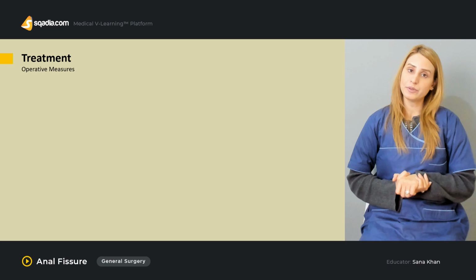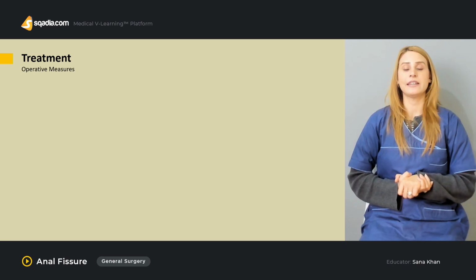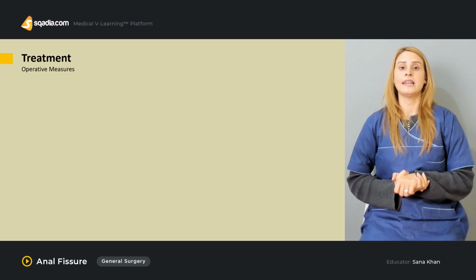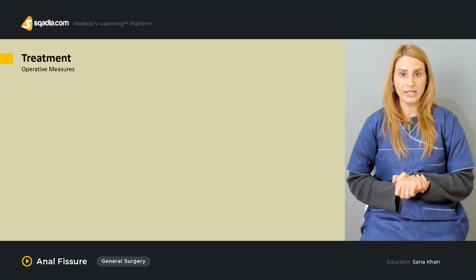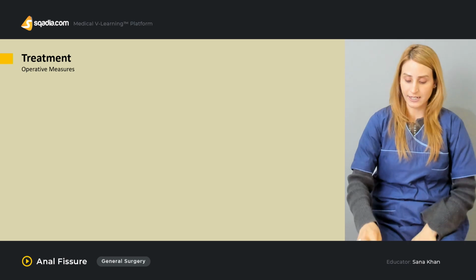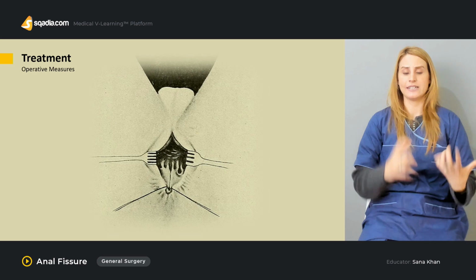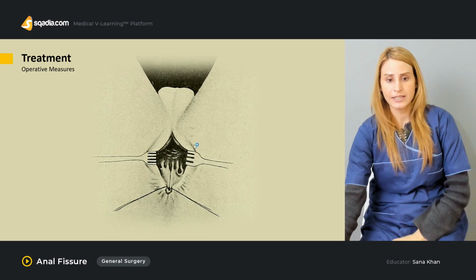And if we talk about the operative measures, there is lateral internal sphincterotomy, and there are different techniques for that. There can be open lateral internal sphincterotomy, and there can be closed internal sphincterotomy. I will tell you the differences between the closed technique and the open technique in a while, but you should have a little bit of an idea. So let's have a look at the picture.